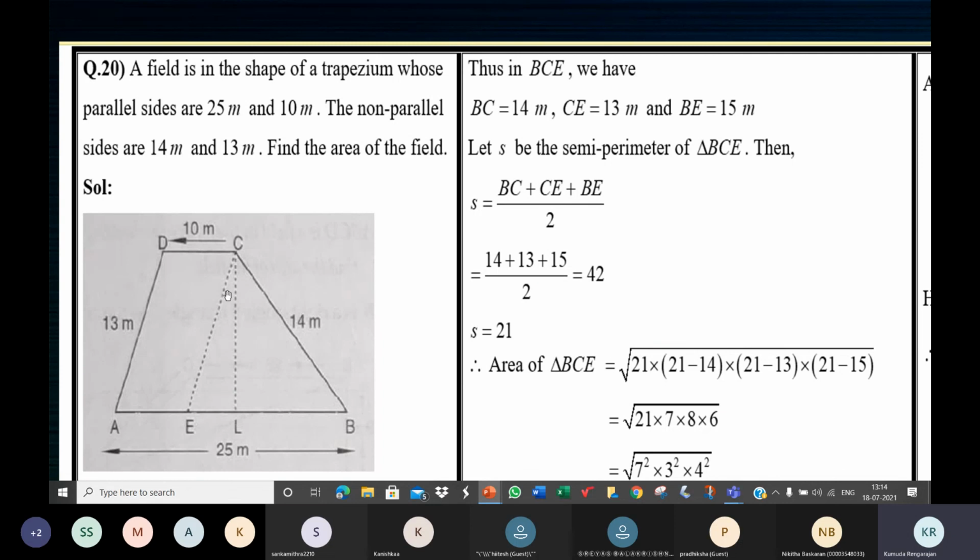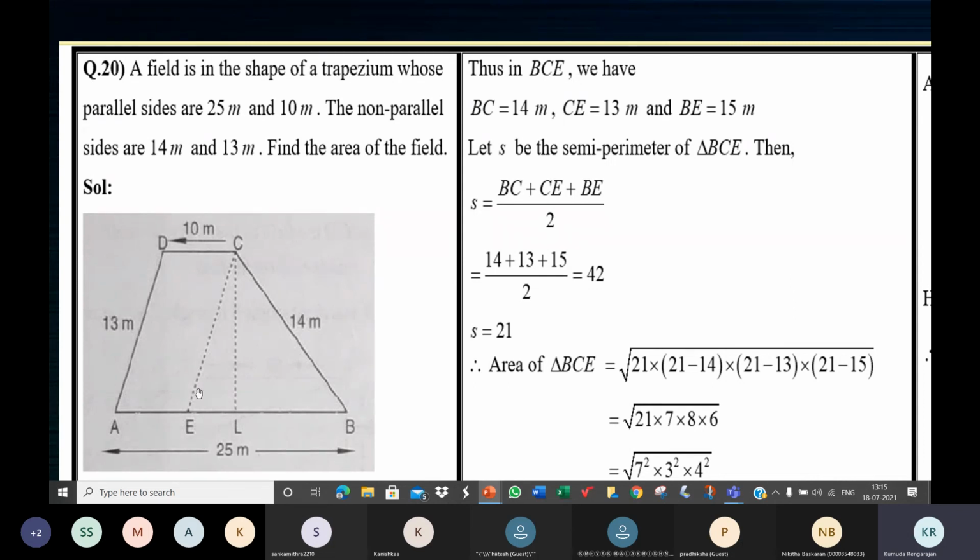So we are going to use a particular procedure to find the length of this line segment, CL. CL here represents the height of the trapezium. It's a perpendicular drawn from C. This is the perpendicular distance between the two parallel sides, and that is the height of the trapezium. Distance between them is CL, so that's why we draw CL.